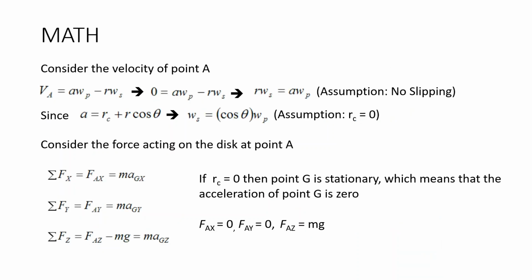For the velocity of point A, we assume there is no slipping, so it is 0, and we get r omega s equals a omega p. And since a is equal to rc plus r cosine theta, and rc is 0, we plug this into the equation and get the relation between omega s and omega p like this.